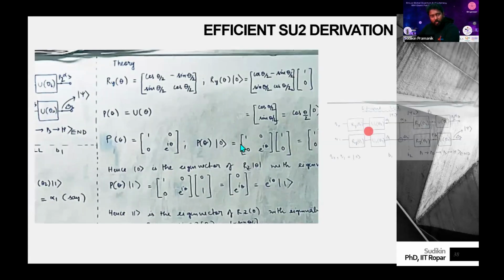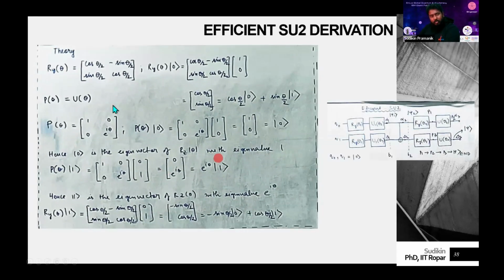Now, let us go through a little bit of basics. We saw the RY gate. We saw the phase gate. If we put the phase gate on 0, we get 0. So this was the calculation. If you put the phase gate on 1, we get e to the power i theta times 1. I'll share this slide if you need it. You can watch it later on. I'll just go over it because if I start telling in details, it will take a lot of time. And similarly, it goes with RY theta.